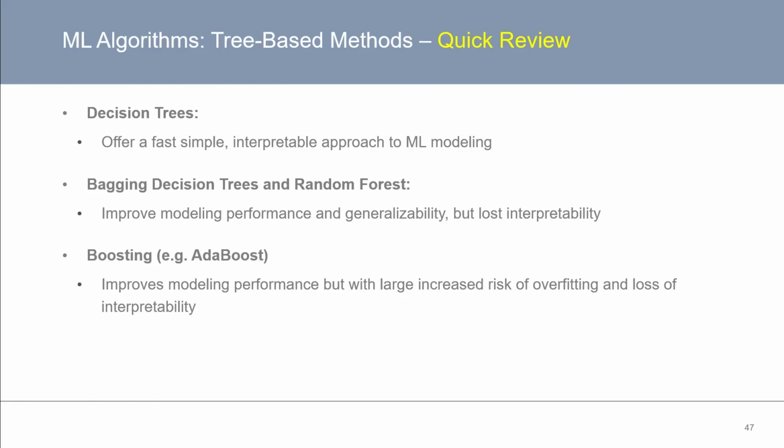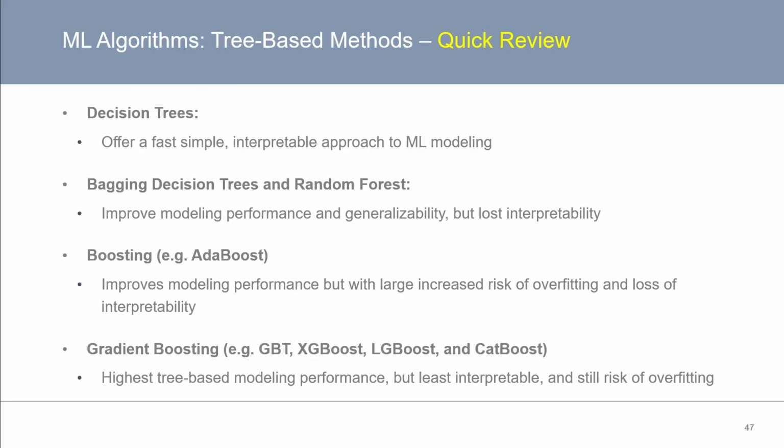Then we moved on to the concept of boosting. Here we saw how the basic boosting concept could improve modeling performance by combining weak models into a meta model, at the expense of an increased risk of overfitting, as well as a further loss of interpretability. And lastly, we covered the more complex concept of gradient boosting and gradient descent, used in algorithms such as gradient boosting trees, XGBoost, LGBoost, and CatBoost. These algorithms are typically expected to have the highest tree-based modeling performance, but at the same time are the least interpretable, and they still include risk of overfitting, even though this can be limited with the use of regularization.